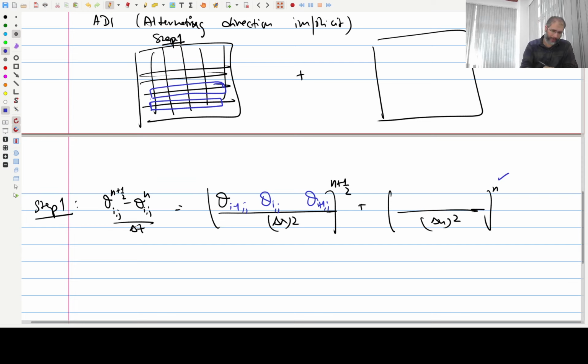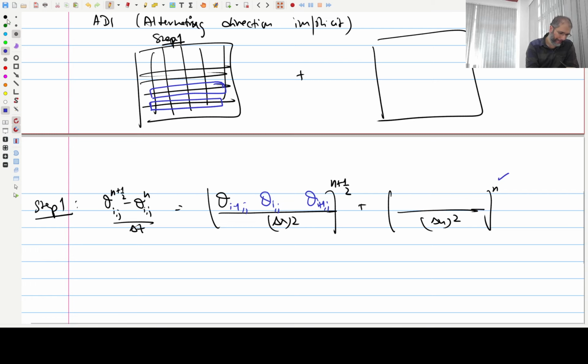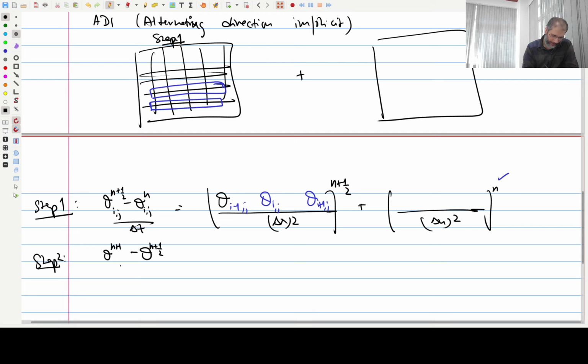And in the next step, this time we go from theta at n plus half to n plus 1.